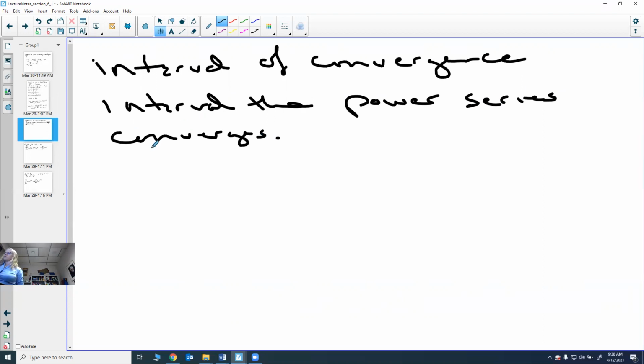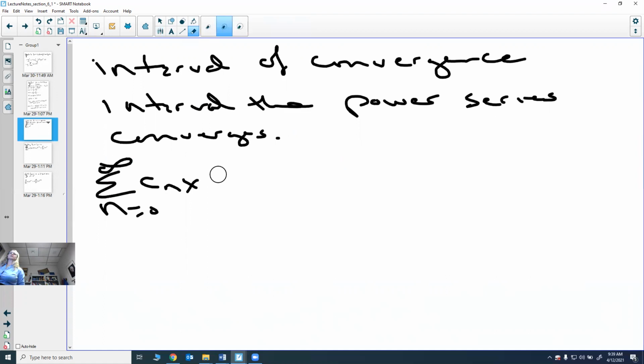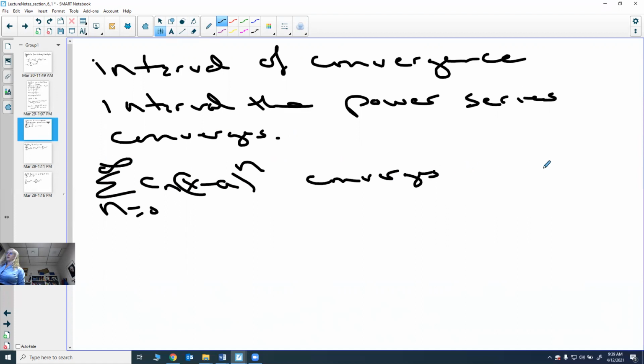And we find that radius of convergence by looking at the summation n equals 0 to infinity of Cn x to the n, the interval of convergence. Actually, I'm going to make this one just a little bit different here. We're going to call this Cn x minus a to the n. And this converges on the interval if the absolute value of x minus a is less than r, and then r is known as the radius.